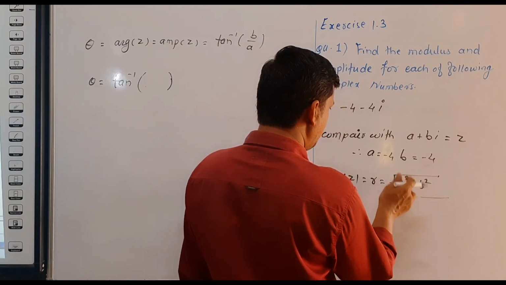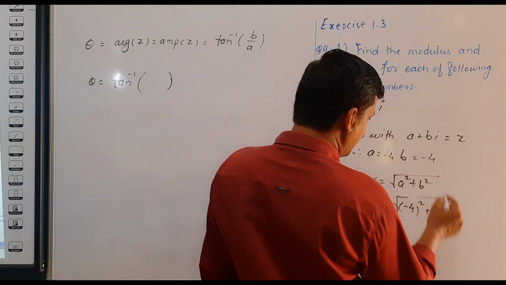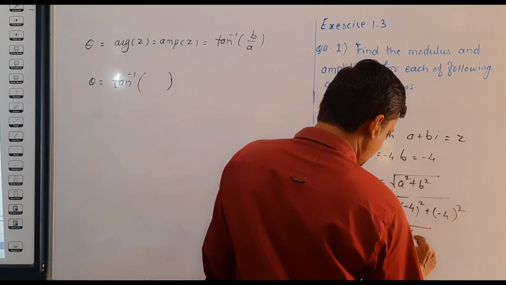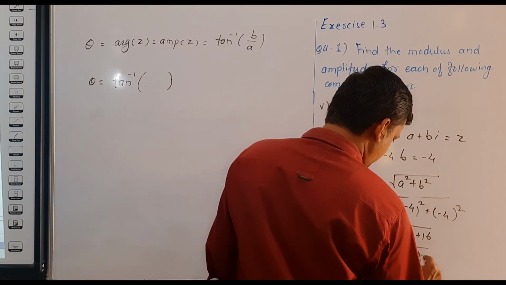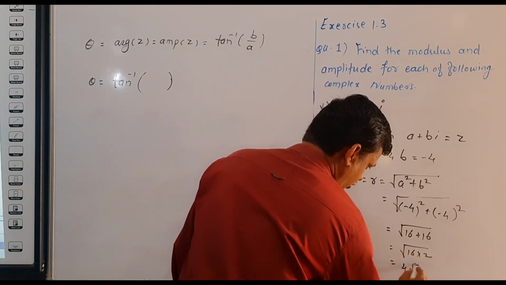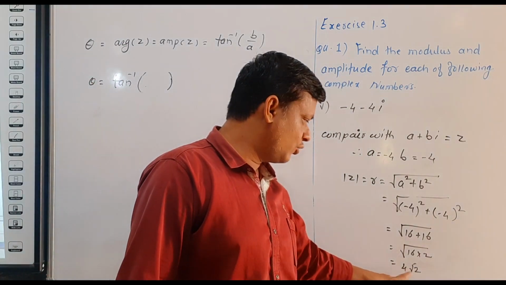So substitute the value of a as minus 4, its square, plus the value of b as minus 4, its square. So we get here 16 plus 16, which is 16 into 2. The square root of 16 is 4, the square root of 2 we cannot calculate. So we get the value of r is equal to 4 root 2.